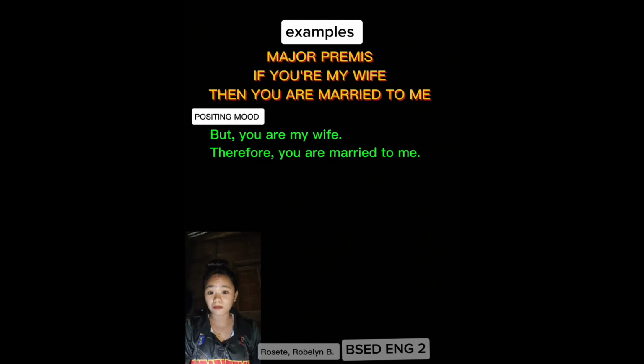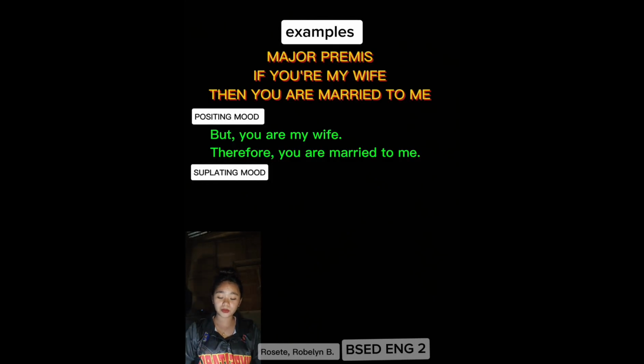So, paano naman siya kapag nasa sublating mood? In sublating mood naman, kanina sabi ko, if ever yung consequence natin is false, and our sequence is valid, therefore our antecedent is also false. So, paano siya gagawing sublating mood? Ganito yung magiging way, unlike doon sa posetting mood. In sublating mood, ganito siya: but you are not my wife. Therefore, you are not married to me. Kumbaga, parang negative siya, di ba?